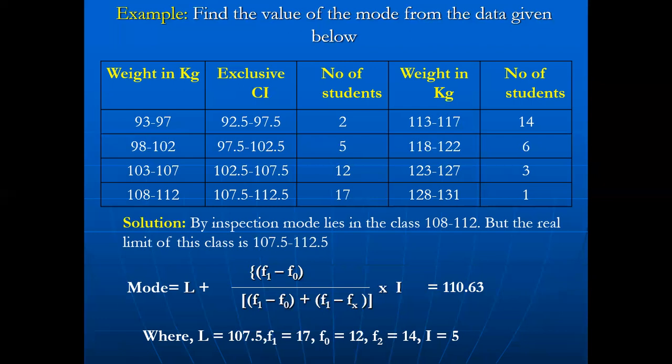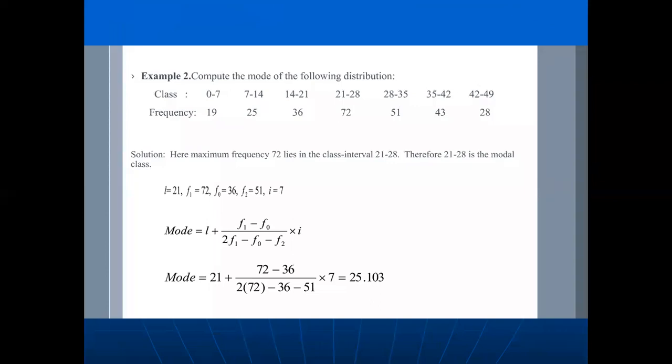So the modal formula is basically based on three frequencies: the preceding, the current modal frequency, and the succeeding one. So F0, F1, and F2 we have to take here. Once again you can see here, we have F1 as 72, F0 as 36, and F2 as 51. The width of the class interval is 7. By putting all these things, we'll be getting a mode of 25.103 for this particular problem.